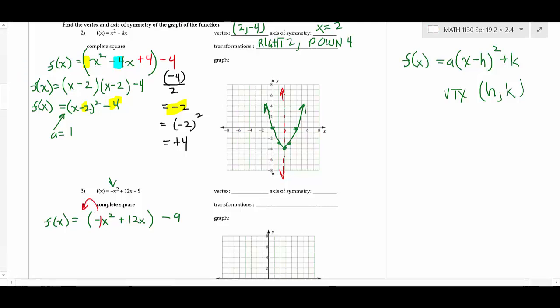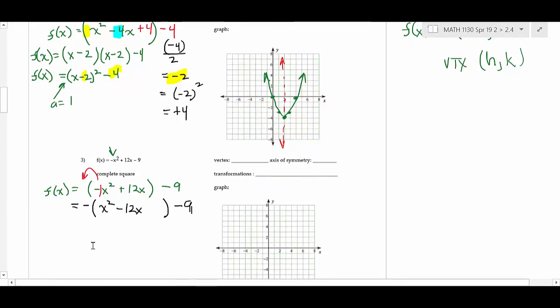Okay? So when you do this, the next step is take the negative out, and all that would do is change the sign. So we would have x squared minus 12x. Then I'll leave a little gap for my completing the square. Always when you factor, check. So I'm just taking the negative out, that changes the signs. Now the next step is where you have to watch super careful.